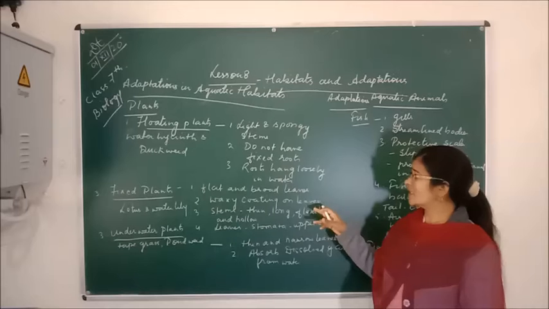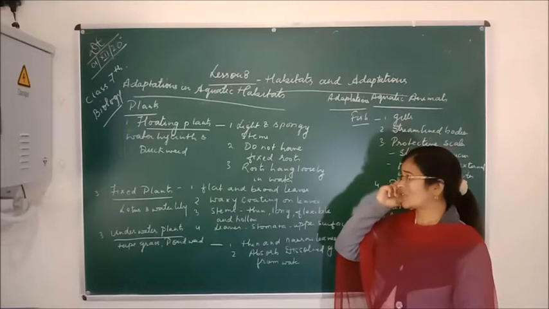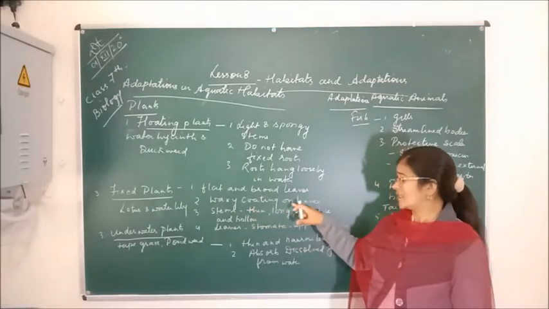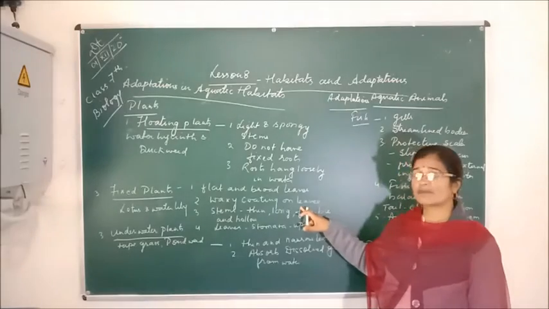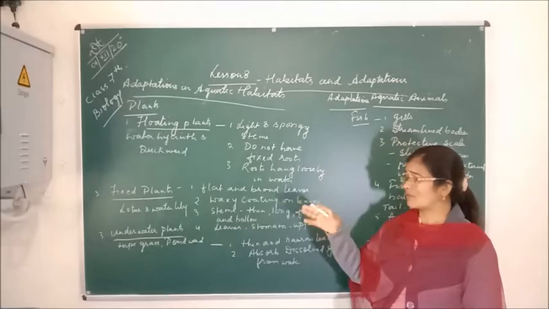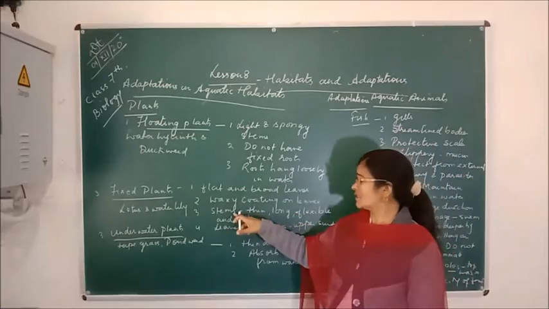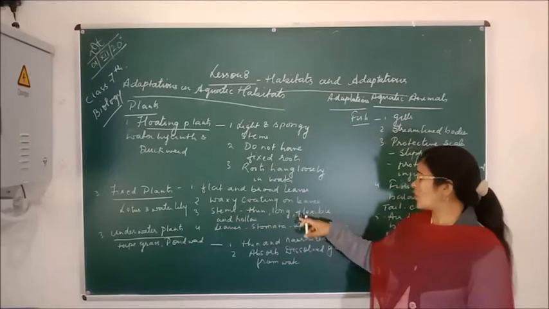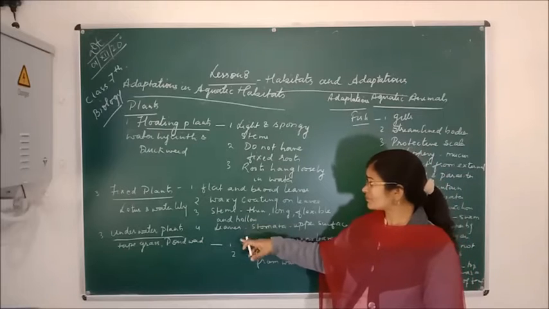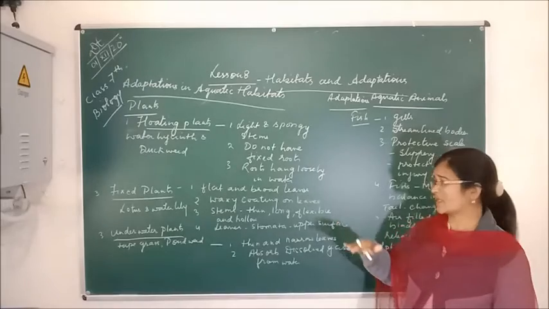They have a waxy coating on leaves, like water lily and lotus. This waxy coating on the surface of the leaf does not allow them to decay. That's why they have a waxy coating, so that when water comes on the surface they can easily float. And the third one is that the stems are thin, long, flexible and hollow. And fourth, the leaves have stomata on the upper surface.